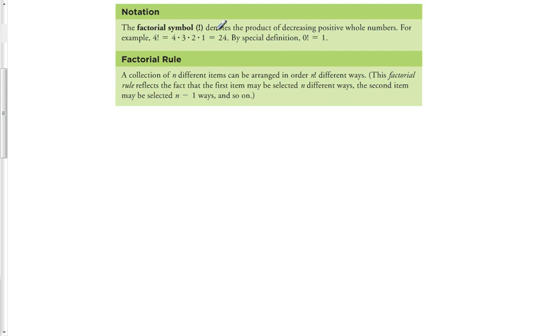The factorial symbol denotes the product of decreasing positive whole numbers. For example, 4 factorial is 4 times 3 times 2 times 1, which is 24. And this is just by definition. This really makes no sense if you think about it. By definition, 0 factorial is equal to 1. So this is just something you're going to have to remember. If you ever have a 0 factorial, it's really equal to the number 1. All right, now here's how the factorial rule works.